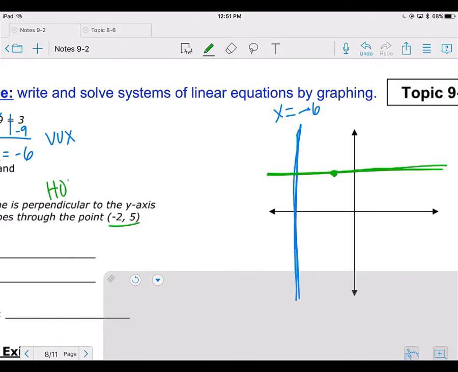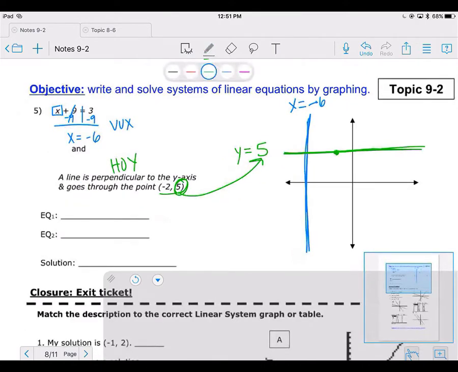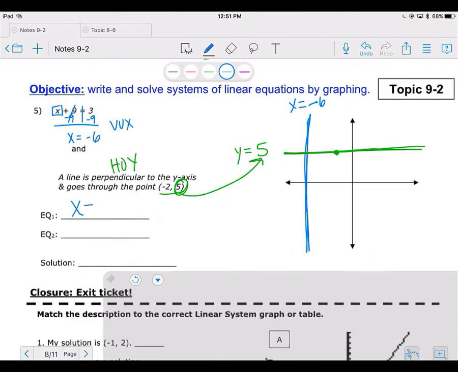So that means this is going to be a HOY. Because I have a HOY, I need y to equal the y point of my point. So my first equation was x equals -6. My second equation was y equals 5. Wherever they cross, when you have two special cases, it's just going to be the x point and the y point. So -6, 5.